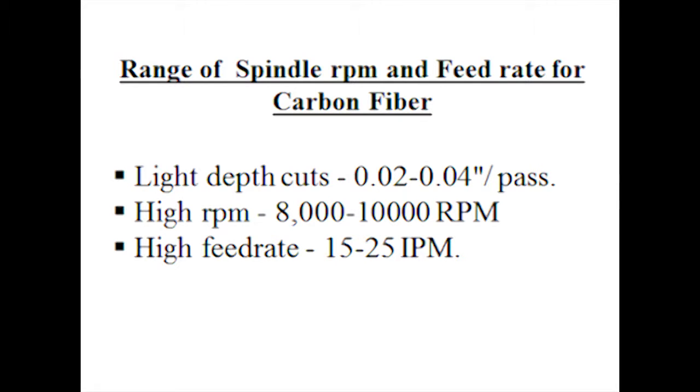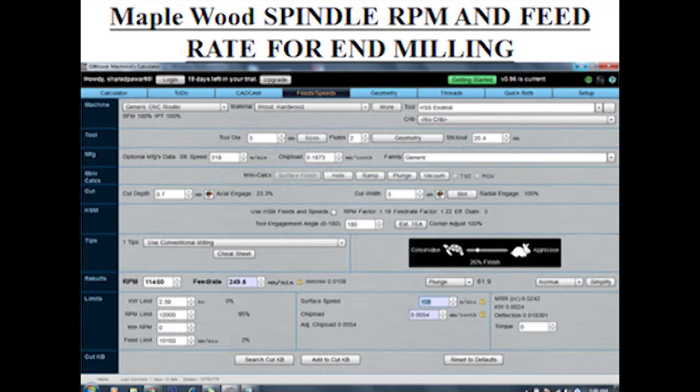The range for the spindle RPM and feed rate for the carbon fiber is high RPM of 8000 to 10,000 and high feed rate of 15 to 25 IPM. Next calculation is for the maple wood, that is a hard wood. Through the G-Wizard software, I have calculated all these values again.